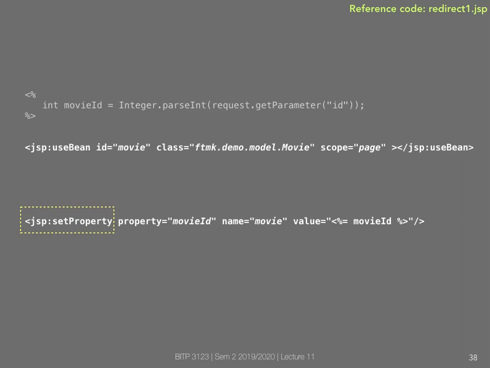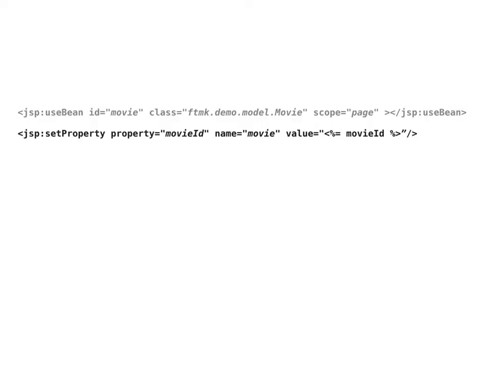The second action tag is setProperty. This setProperty is to give a value to a member or attribute of the object. In our example, we are giving a value to movieID from the value that we retrieve from request.getParameter. The code in the setProperty tag is similar to movie.setMovieID.